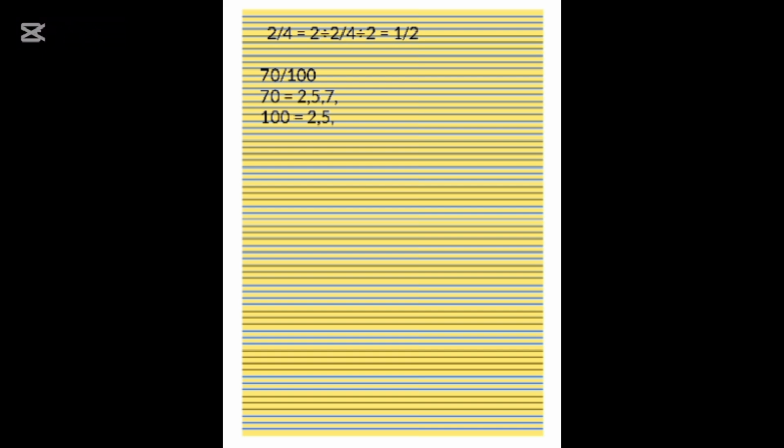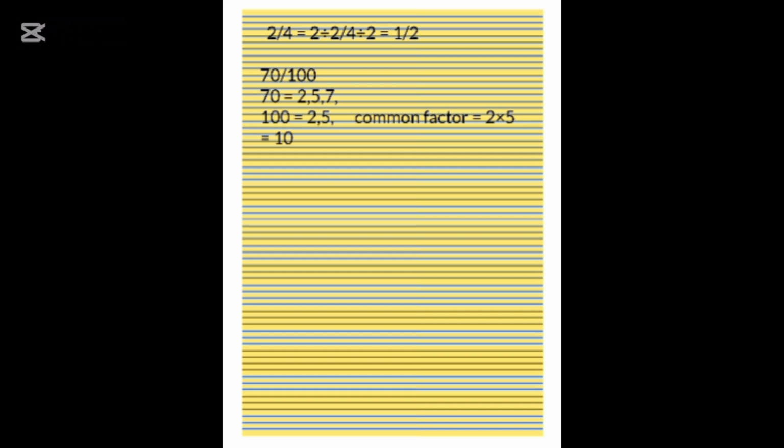Now, among all of them, we can see that 2 and 5 in 70 and 2 and 5 in 100 are common. So, we are going to say that the common factor is equal to 2 times 5, which equals 10.